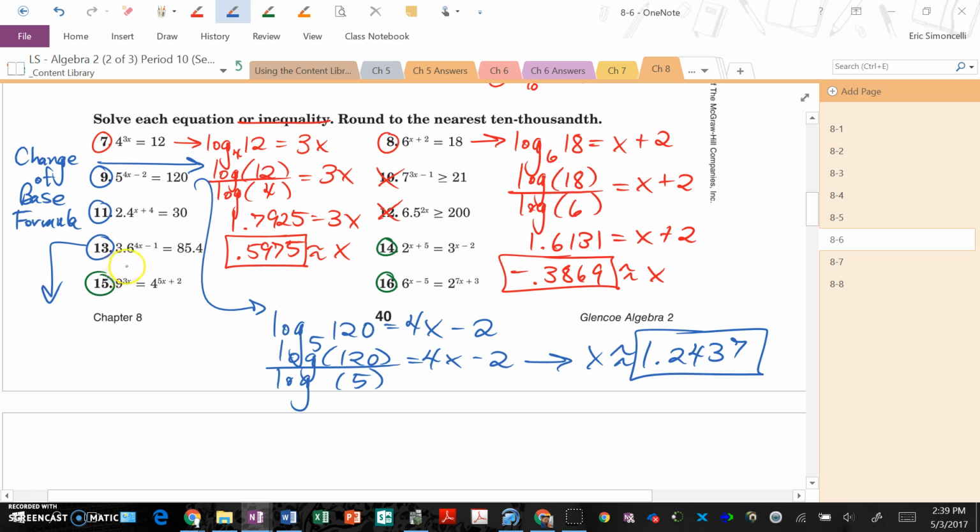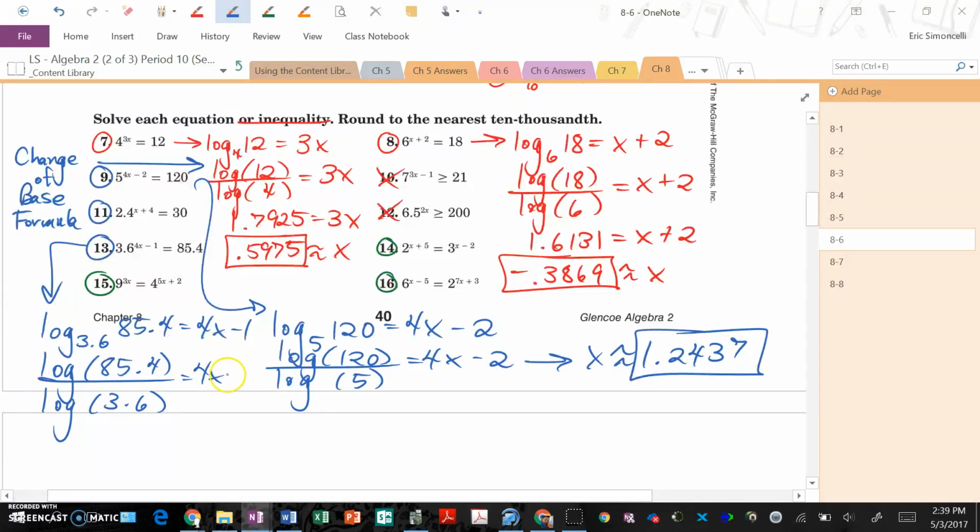So we start with 3.6 raised to the 4x minus 1, and that equals 85.4. So if I rewrite this as a logarithm, it'll look like log base 3.6 of 85.4, and that equals 4x minus 1. No big surprise there. In order for us to solve for x, we do need to first implement this change of base formula, which means that log of 85.4 over log of 3.6 will then be set equal to 4x minus 1.